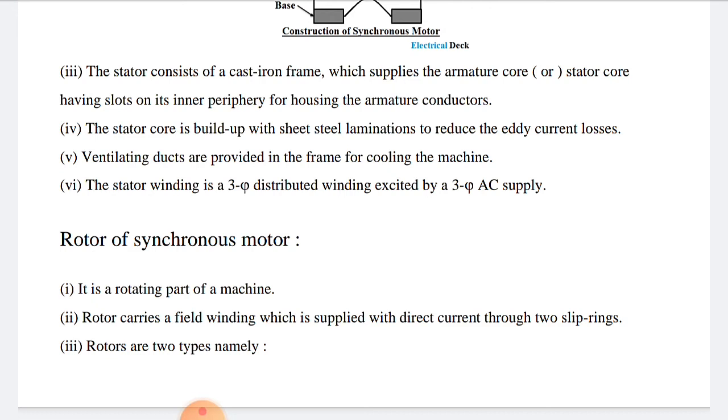Stator consists of three-phase star or delta connected winding. This winding is excited by a three-phase AC supply. The stationary winding is also known as armature winding. And second one is rotor of synchronous motor. The rotor of a synchronous motor can be of two types: salient type or non-salient.